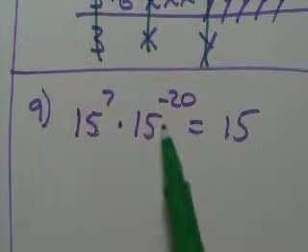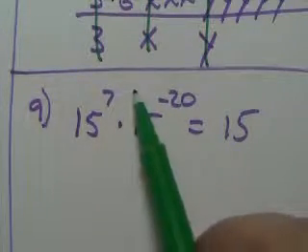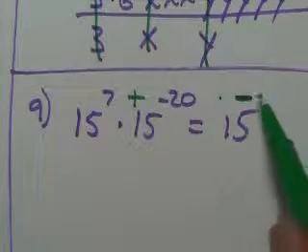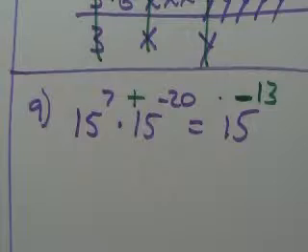Number 9, same base, you just add the exponents. 7 and negative 20. If you want to put a plus there. 7 and negative 20 is negative 13. That's the exponent for the 15 to the negative 13 power.